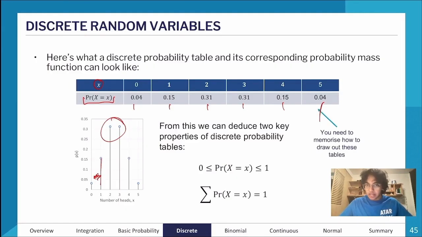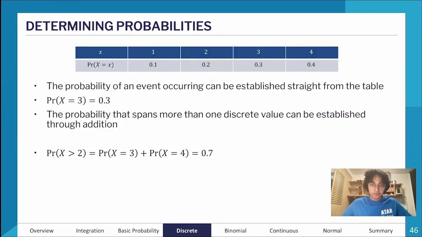You need to know how to draw out these tables, by the way. Always have x and the outcomes on the top and the probabilities on the bottom.